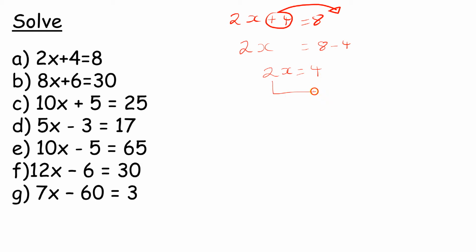And then to get x on its own, I need to divide by 2, giving me x is 4 divided by 2, which is 2. So my final answer for the first one is x is equal to 2.